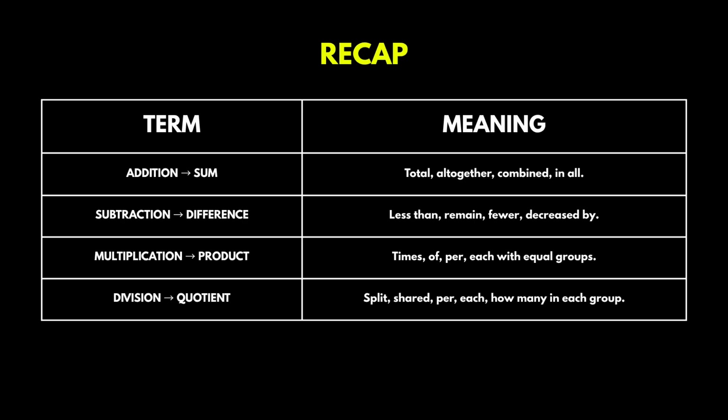Multiplication: the answer is the product. Keywords: times, of, per, each with equal groups. And division: the answer is the quotient. The keywords are split, shared, per, each, how many in each group.